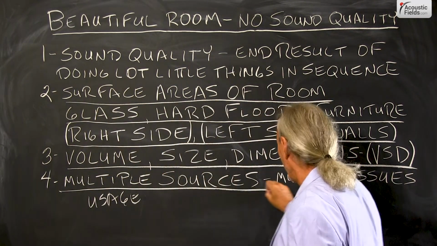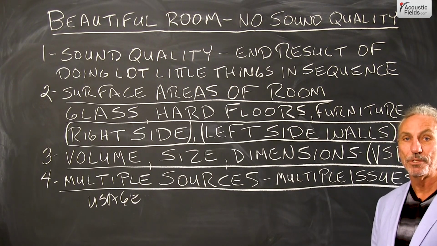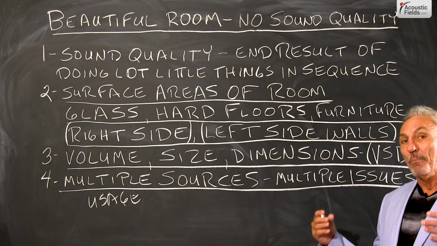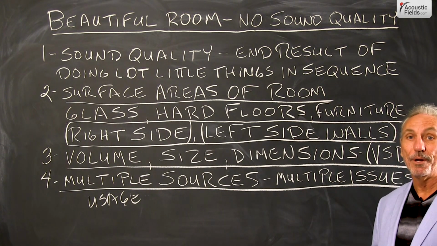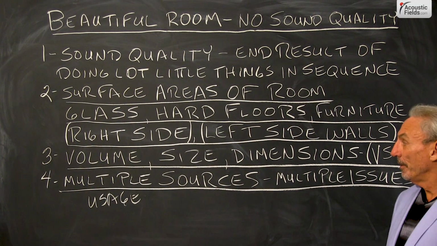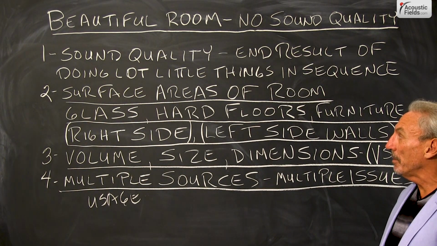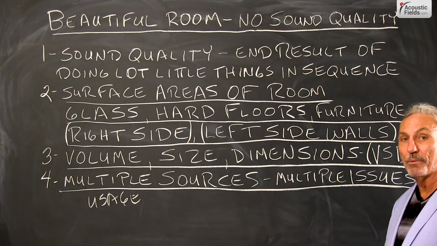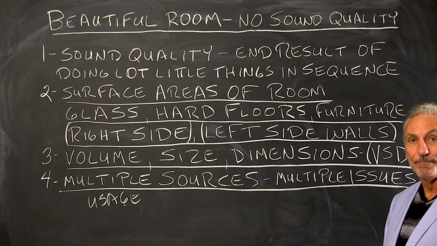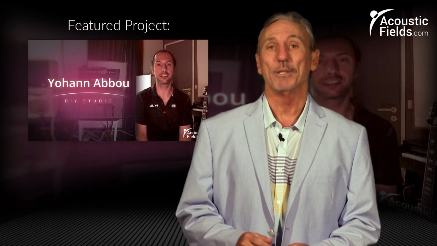Another situation that you get into is these multiple sources. So you have multiple sources, full range usually, producing lots of energy. More energy, more water in our glass, probably too much for the size of the glass. So balance, sound quality is the end result of doing a lot of things in sequence. If your room is like the room we just showed you in the photo, best to find another room for music.